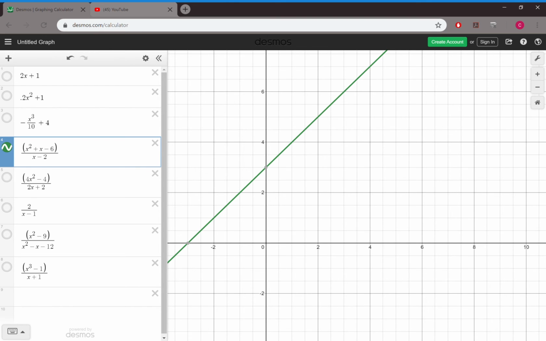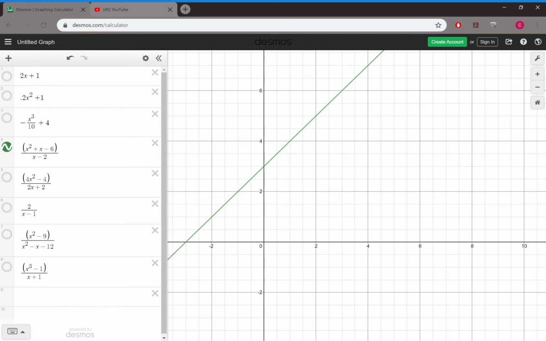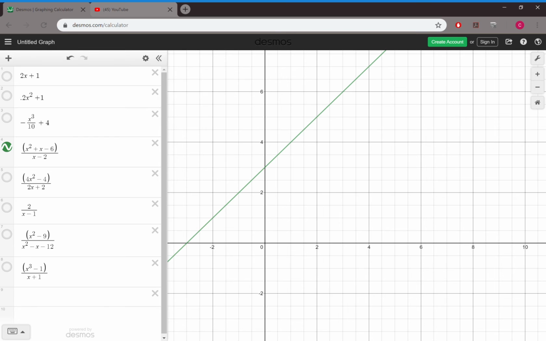If we let x equal 2 and we plug it into our function, well, what do we get in the numerator? Well, 2 squared is 4, plus 2 is 6. So we get 6 minus 6, which is 0. So we get 0 in the numerator. And then we have 2 minus 2, which is 0 in the denominator. So we actually get 0 over 0. So we've been talking about this a lot, but that can't happen, all right?